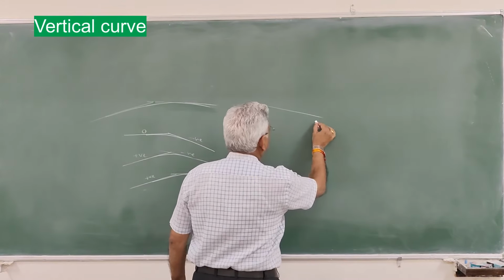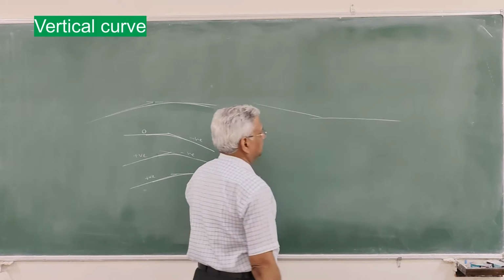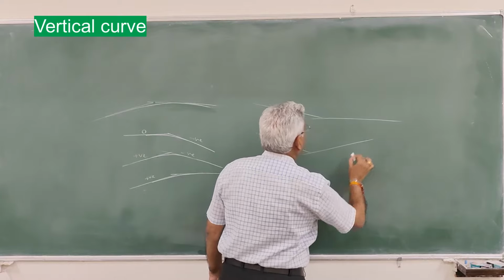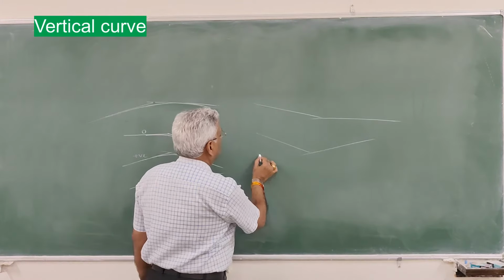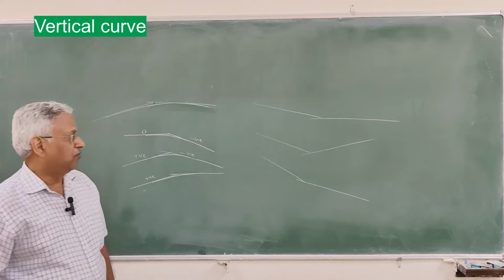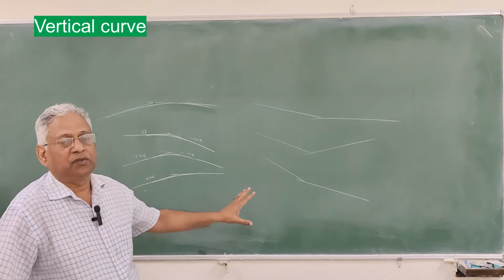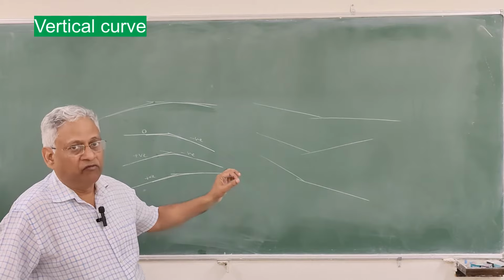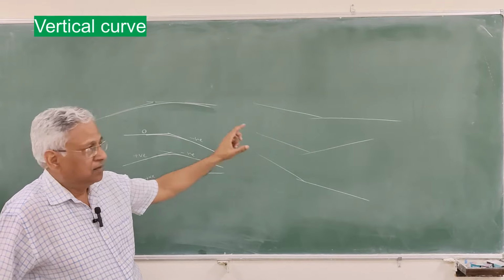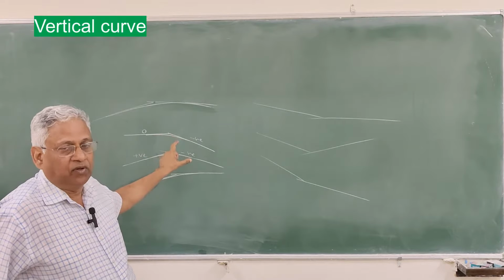Reverse of that, when the concavity is upward, then it is called the sag curve. When a falling gradient meets a level ground, or a falling gradient meets a positive gradient, or a steep falling gradient meets a mild falling gradient. These are all examples of sag curve or valley curve. Here the concavity is upward, here the convexity is upward.